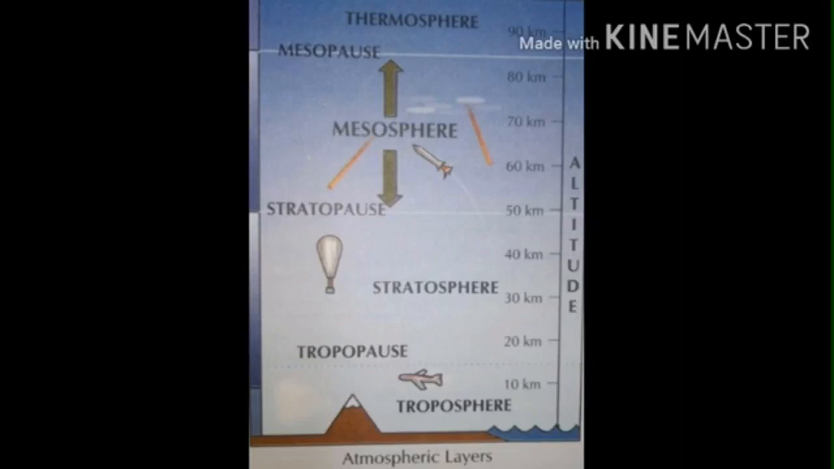This sphere extends from the Earth's surface to an average height of 13 km. That is the troposphere. Are you clear, children? We'll move on to the next layer, that is the stratosphere. Above the troposphere lies the stratosphere. The stratosphere extends up to a height of 50 km.